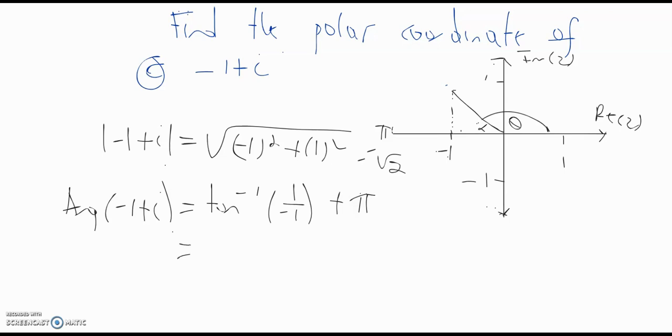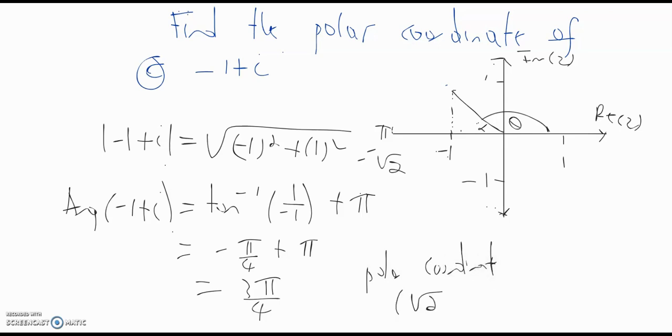So this becomes minus pi over 4 plus pi, which is going to give me 3 pi over 4. So my polar coordinate would be root 2 and 3 pi over 4. So what do I do in this particular scenario? When it falls in the second quadrant, what we have to do is add pi to whatever we get from our calculator, because we're going to end up getting a negative angle, which in this case is minus pi over 4. We add that to pi, which gives us 3 pi over 4.